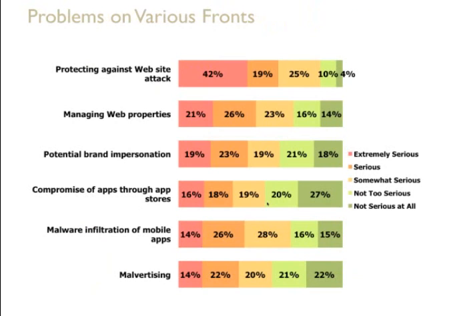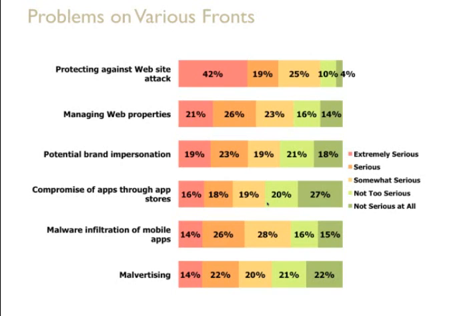Now, we also asked in the same survey about the various kinds of problems that organizations are experiencing and just how serious those problems are to them. As you can see here, for more than 2 out of 5 organizations, protecting their customers and their organization against a website attack is an extremely serious problem. It's also extremely serious in the context of managing their web properties appropriately, all of the websites and all of the pages that they have out there, potential brand impersonation, as you might find through a copycat mobile application, the compromise of apps through app stores and so forth. So, certainly there are a lot of problems that organizations consider extremely serious and also serious.